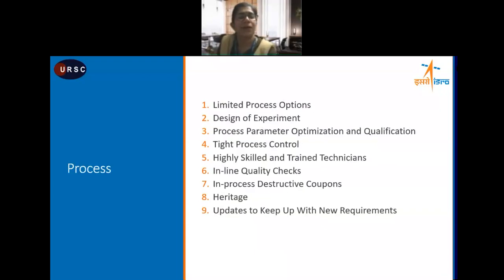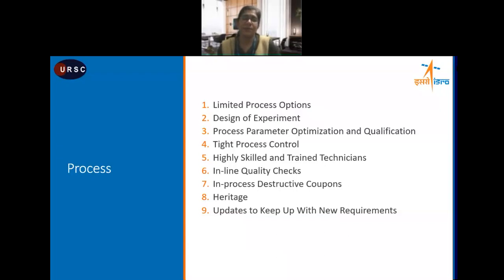Next, please. Now, coming to processes, the solar array manufactured for space has very limited process options because the solar cells involved are very fragile and thin. We cannot have heavy duty processes, and whatever process we adopt for realizing the solar array, it goes through a design of experiments to understand what are all the parameters that are within control and what are all the parameters which are out of control. We also do a process parameter optimization, and the optimized process parameters undergo a full life cycle and qualification test.